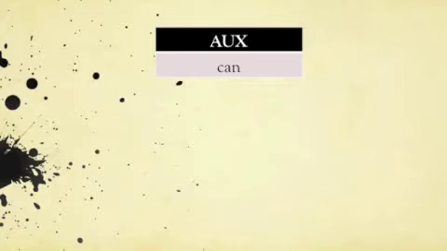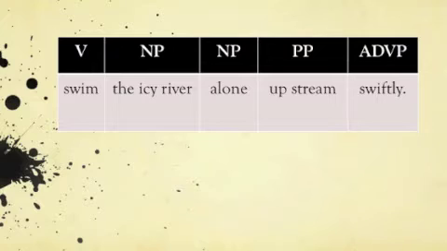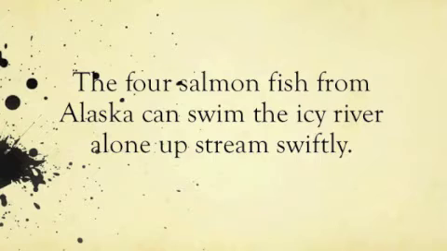Not all sentences contain an auxiliary verb, but in this case, our auxiliary verb is can. Other examples of auxiliary verbs are the words would and should. Our verb phrase can also be divided into 5 parts: the verb, noun phrase, another noun phrase, prepositional phrase, and adverb phrase. Swim the icy river alone upstream swiftly. Let's say the sentence together now. The 4 salmon fish from Alaska can swim the icy river alone upstream swiftly.